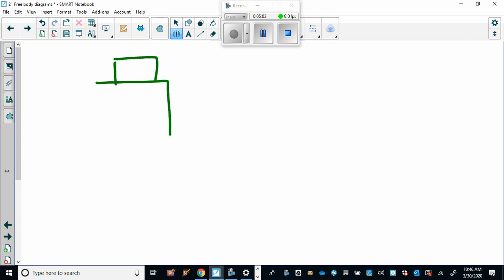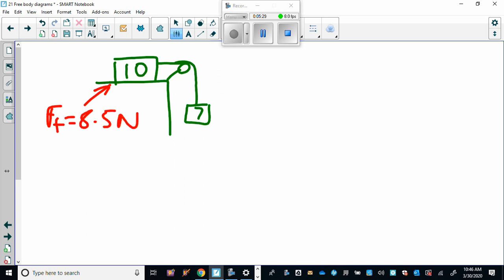In this case, we have a block attached to a string that goes over a pulley. We have a weight over here. I'm going to say that the block is 10 kilograms, and the weight down here is 7 kilograms. And we're going to say that the force of friction on the block is 8.5 newtons. So there's my Fletcher's trolley problem.